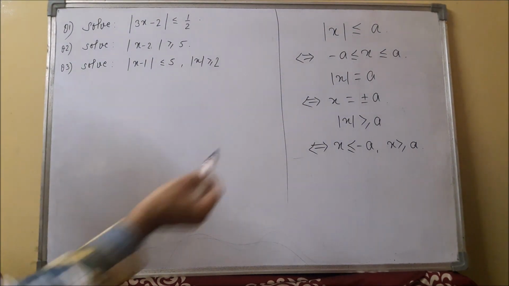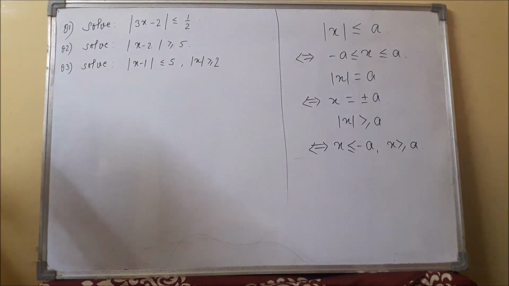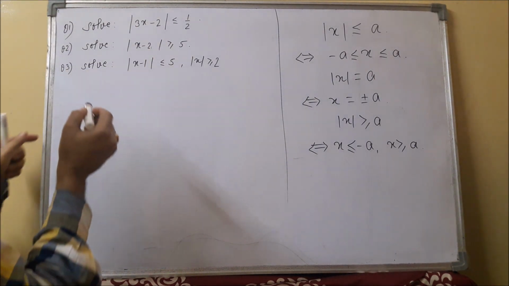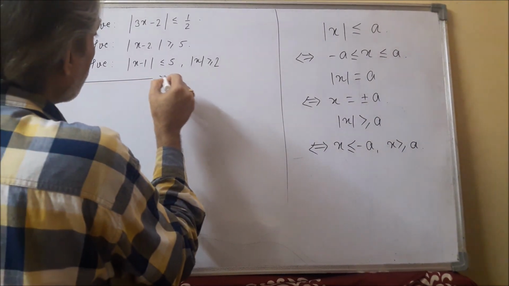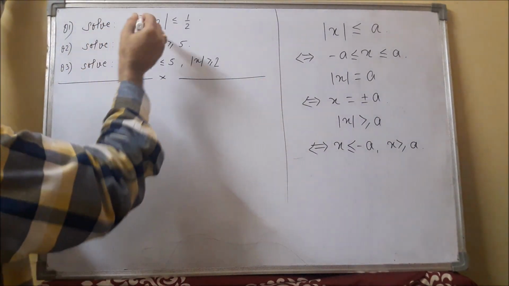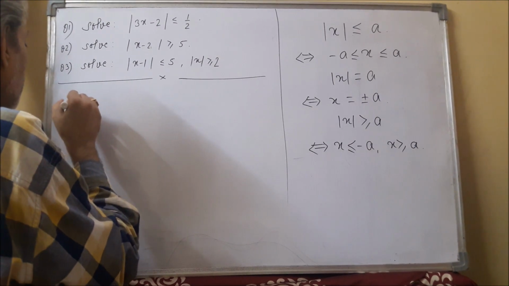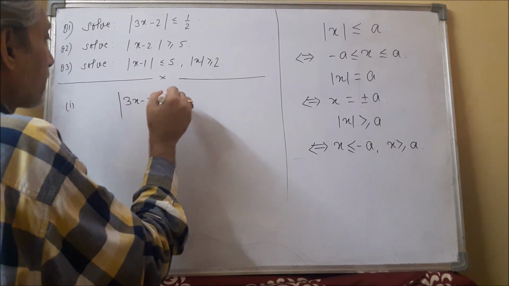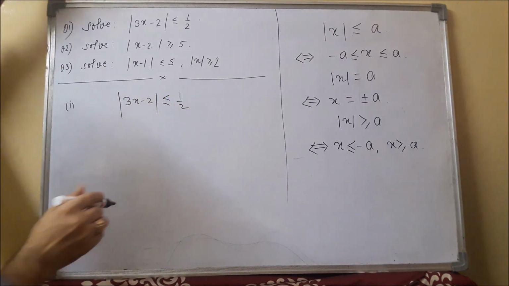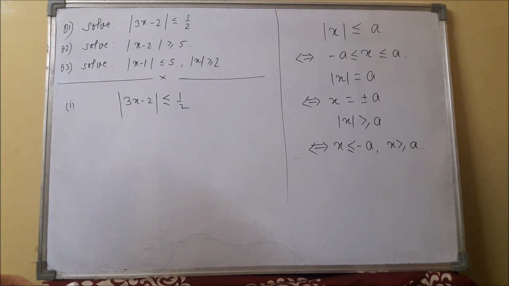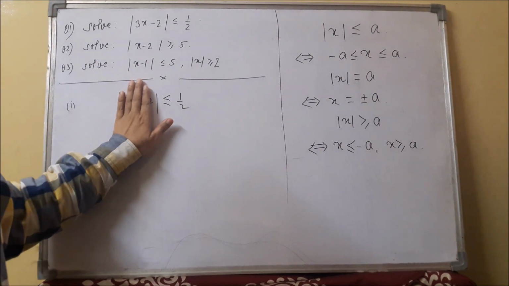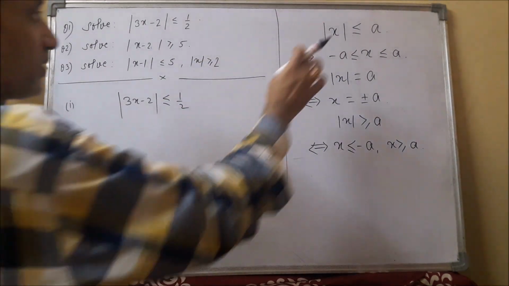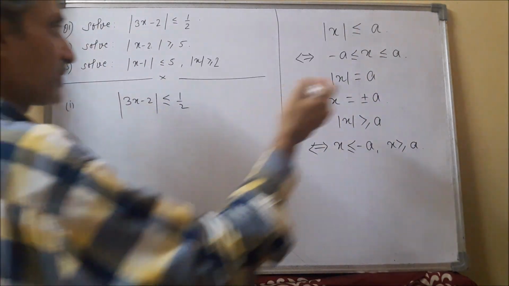So just by using these three properties of modulus, I am going to solve these three questions one by one. Now let us take up question number 1. Now look, this is mod of x less than or equal to half. So suppose this whole thing is x, less than or equal to a, and a is what? Half.